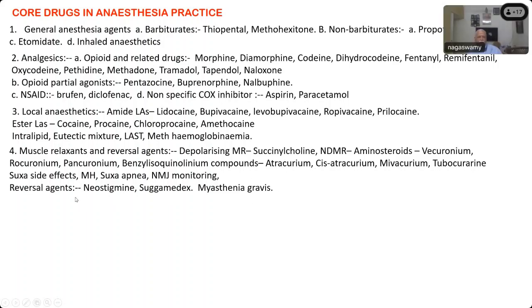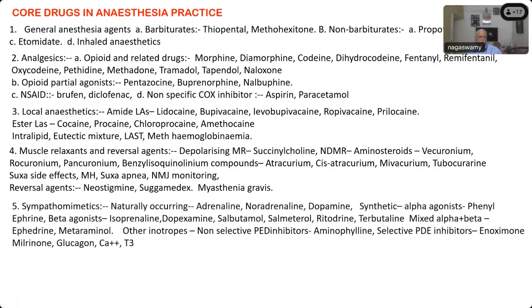Okay. And reversal agents, you must know everything about neostigmine, sugammadex, and about myasthenia gravis. So, how much neostigmine will you require for myasthenia gravis? What are the features of myasthenia gravis? How is it different from Eaton-Lambert syndrome? Okay, these are the common questions they may ask you on these reversal agents.